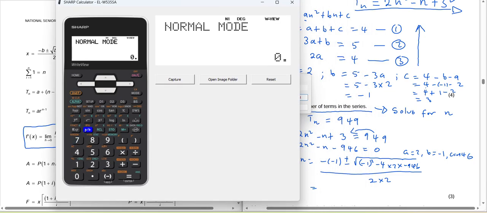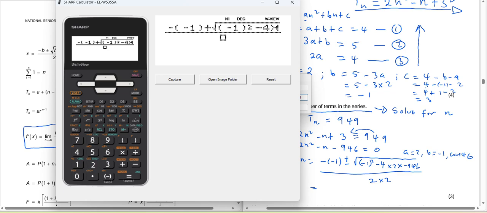So we are saying minus 1, and then plus. Here we need to use a plus for the first case, which is minus 1 squared, minus 4 times 2 times minus 946, divided by 2 times 2, to get the first one.